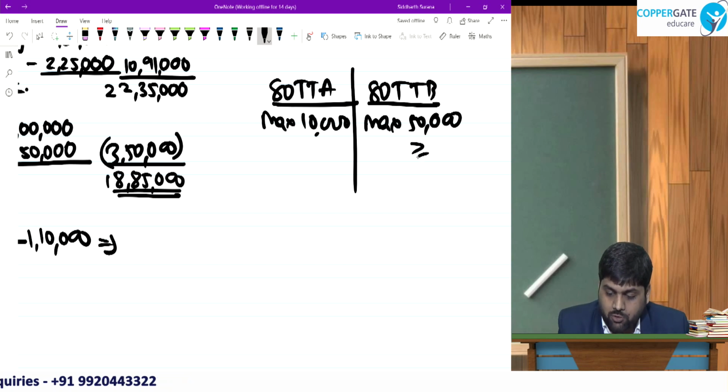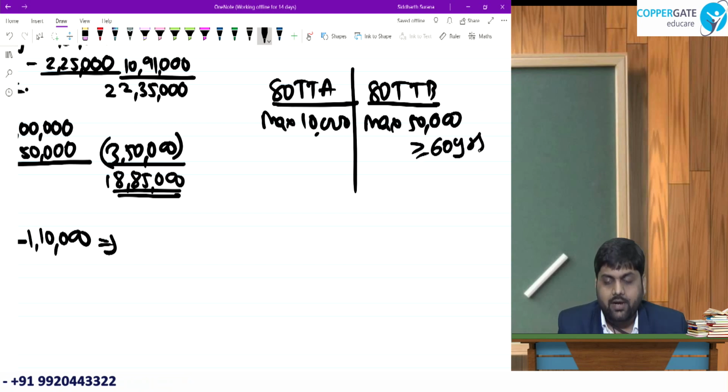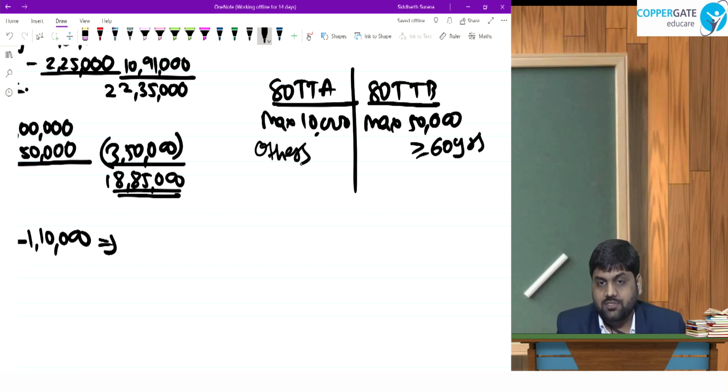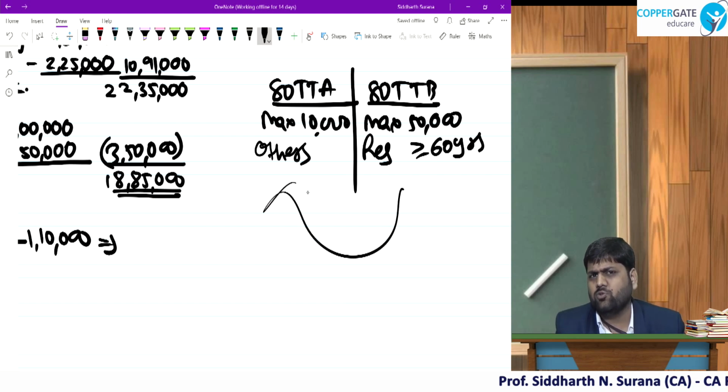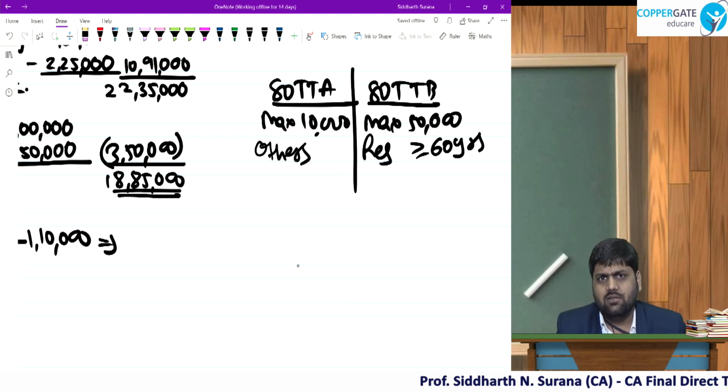This is available to people who are 60 years and above, senior citizens. This will be available to others. But this will be available only if the senior citizen is resident, and therefore other people will go here. 80 TTB is only 1 year old. It came actually in AY 1920. It came last year. 80 TTB. Only a 1 year old provision.